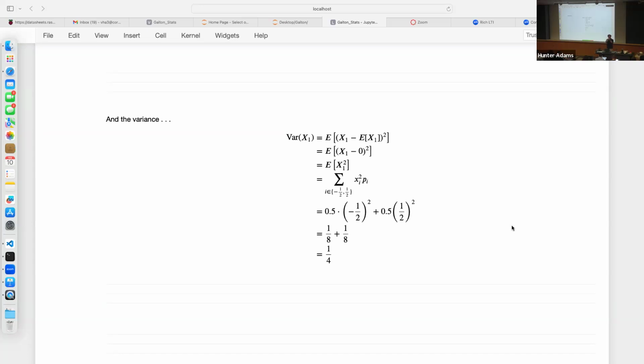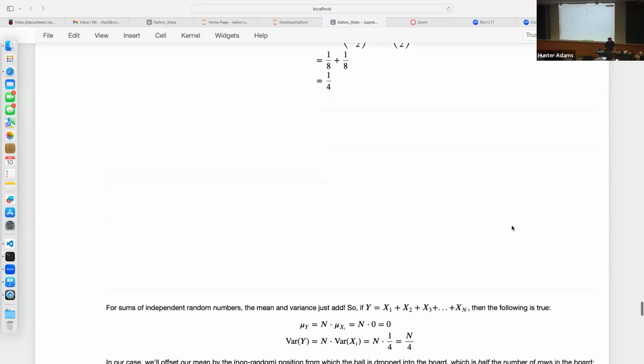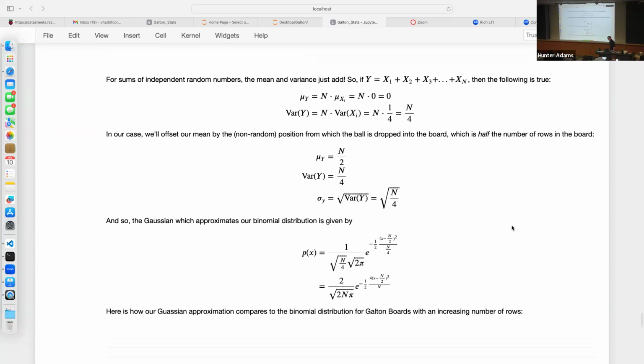So the expected value of a Bernoulli trial is 0. The variance of that trial is 1/4. And then our Galton board is the sum of a whole bunch of these identically distributed, independent, random Bernoulli trials. So because these are all independent, the following holds. The mean of the sum is equal to n, the number of trials, times the mean of each trial, the expected value of each trial, which we just found was 0. We're going to offset this by where we actually drop it, right? And then the variance is n, the number of rows, times the variance of each trial, which would be n times 1/4, or n over 4.